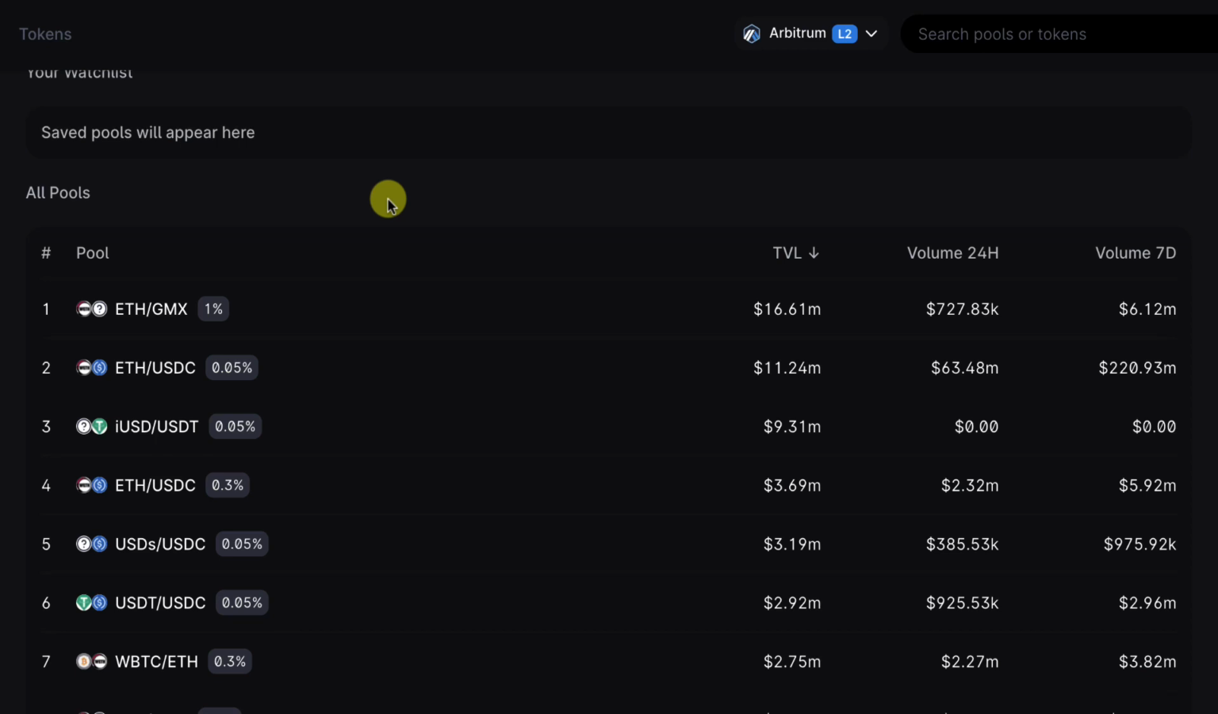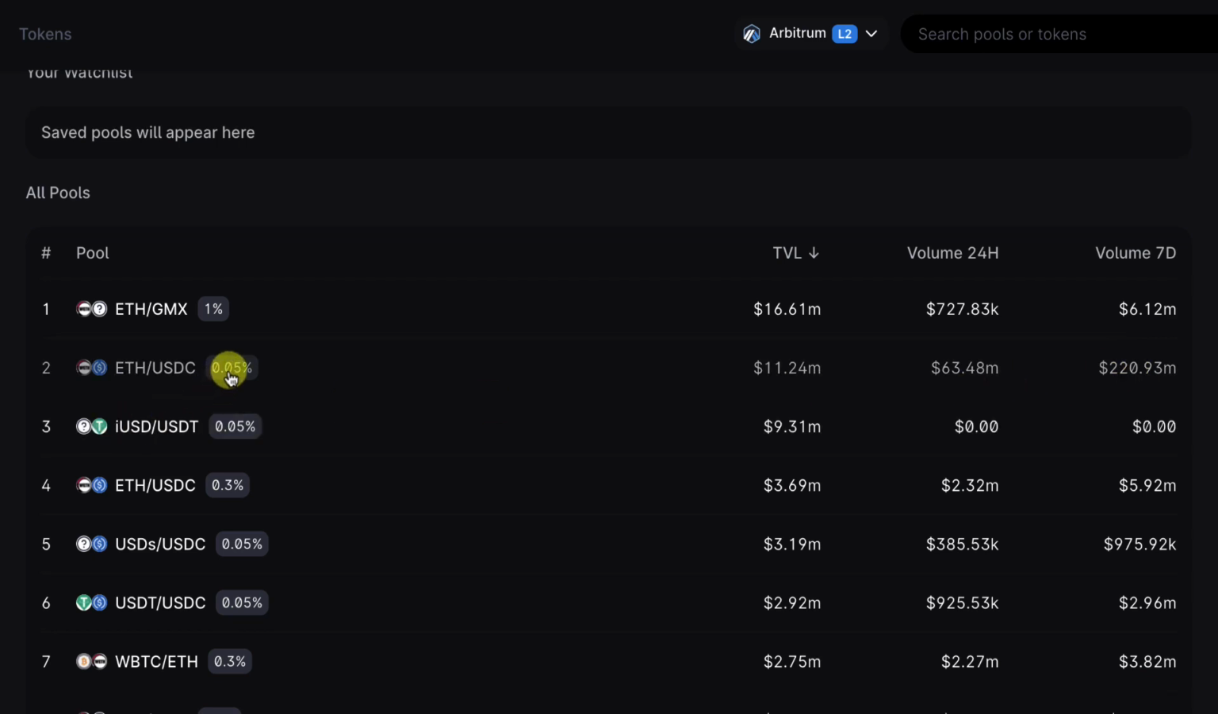In order to calculate the APR, let's take the second pool, for example, ETH USDC. This is a pool where every swap that is being made, there is a 0.05% fee that goes to the liquidity provider. The TVL is roughly $11 million, and the volume for the 7 days is $221 million. So in order to calculate, let's say, the monthly return, first we need to take the 7-day volume and multiply it by 0.05, which is the fee for every swap.